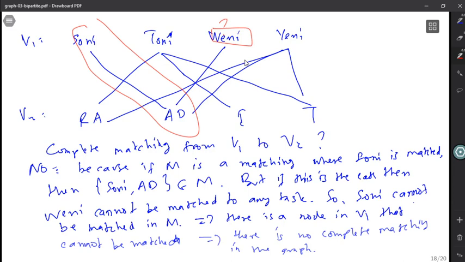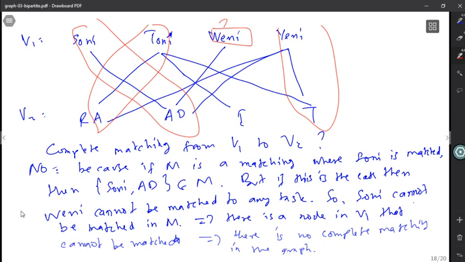Now, an additional question for this graph is: what is the size of the maximum matching? Well, the size of the maximum matching is actually 3, because you could match, for example, Tony with RA, and then Yenny with T, the testing. But nobody does implementation in this case, right? So the size of the maximum matching is 3, but there is no complete matching from the set of employees to the set of the tasks.